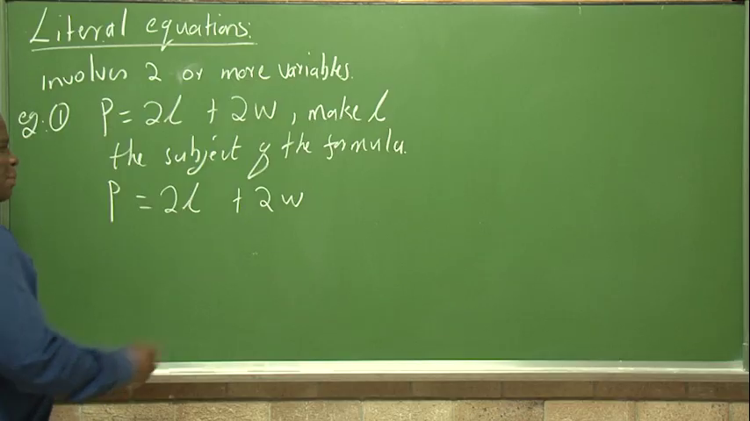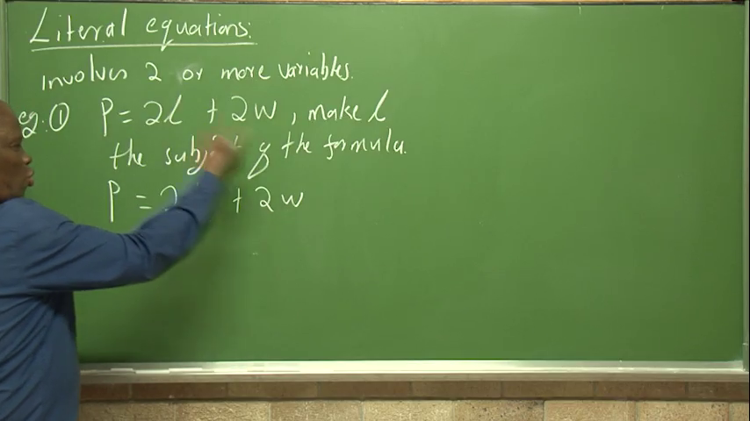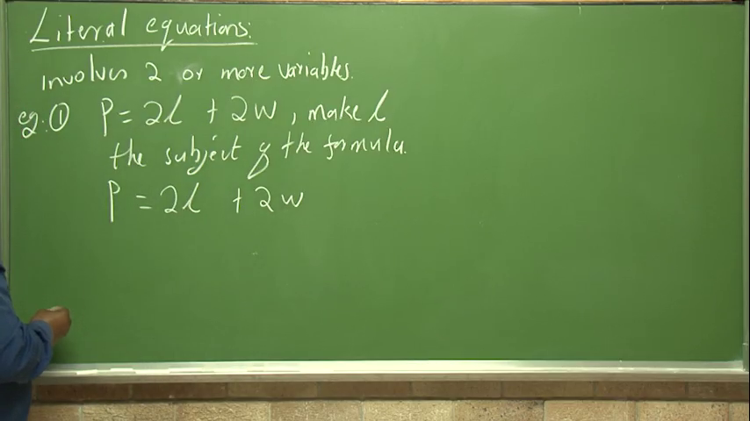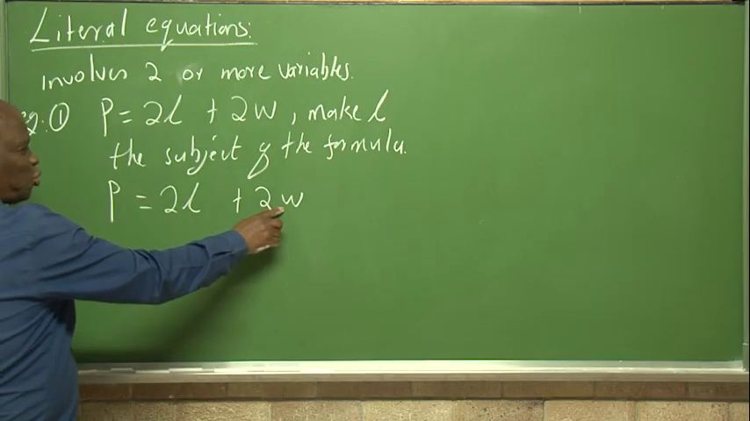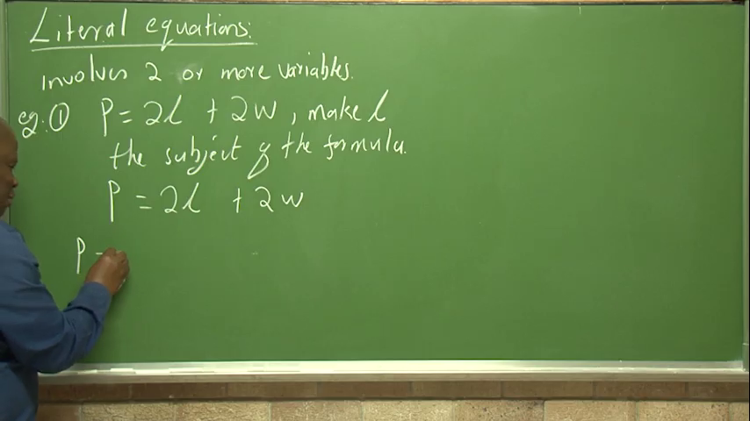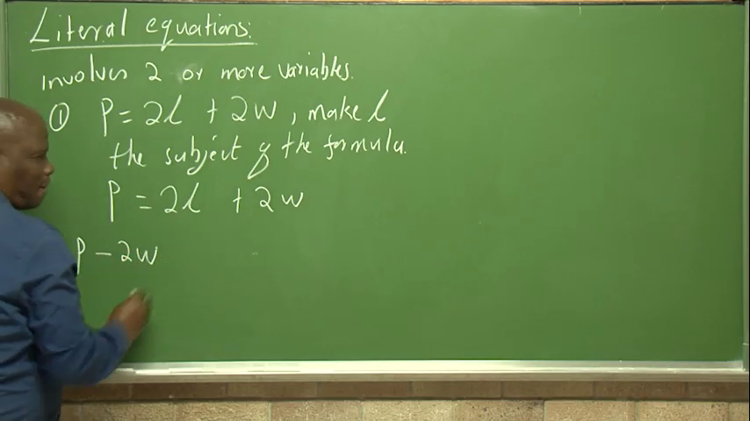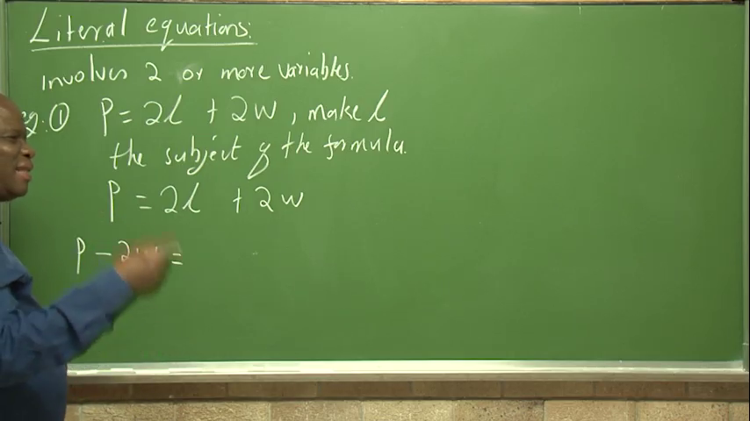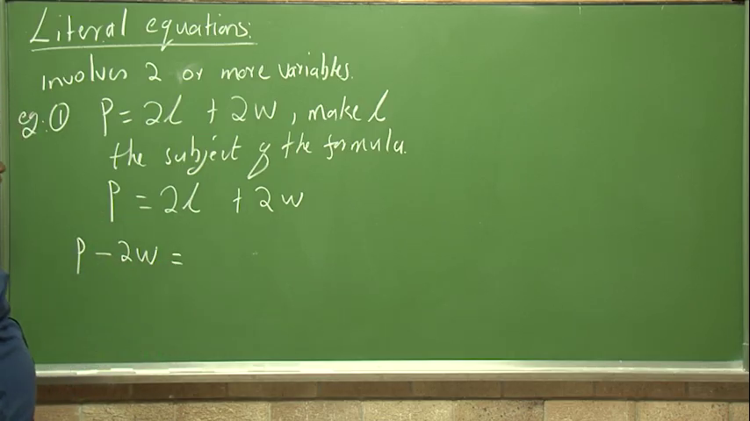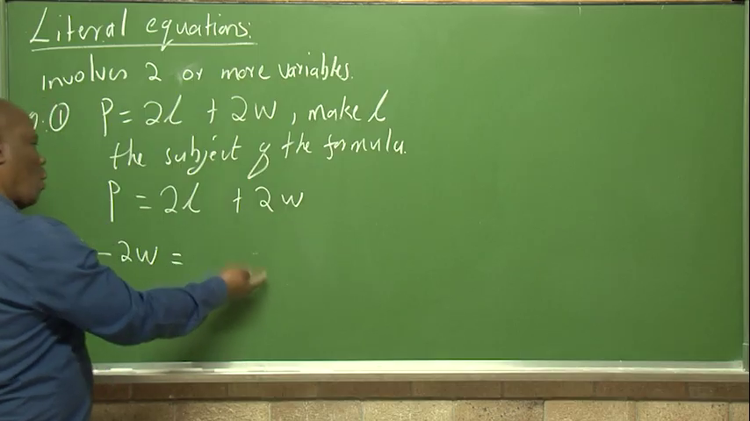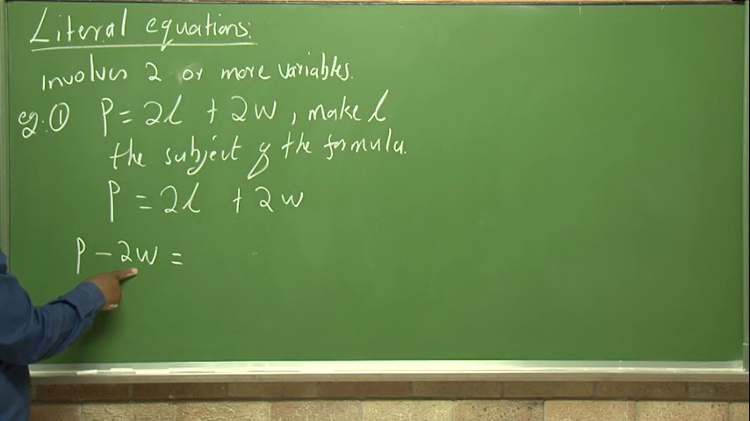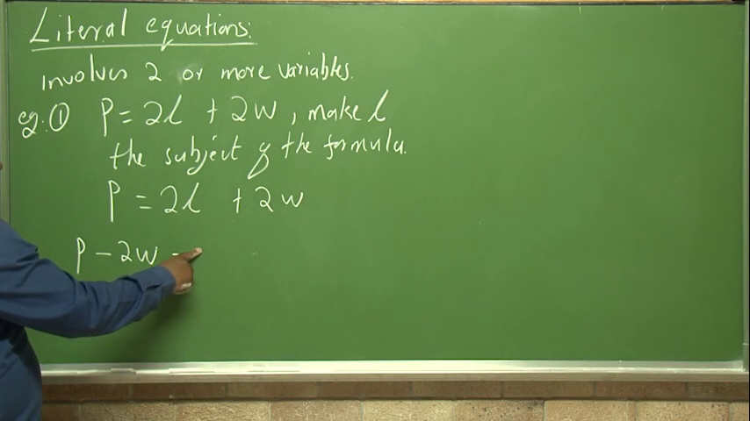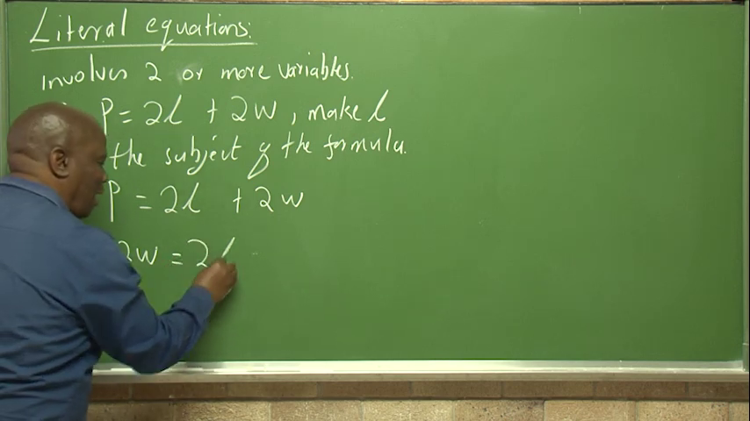Let me start by transposing. You see 2W, you transpose it to the left. Here is P on the left. You transpose 2W to the left. It becomes minus 2W, because whenever you transpose a term, that term will change its sign. It's positive 2W; when you transpose, it's minus 2W. On the right-hand side, I'm left with 2L.